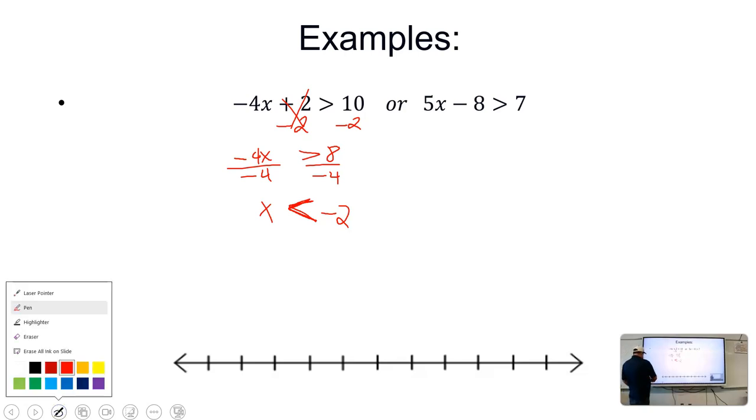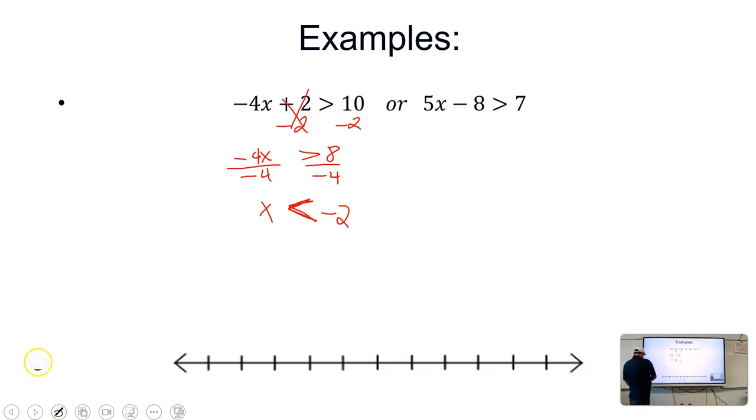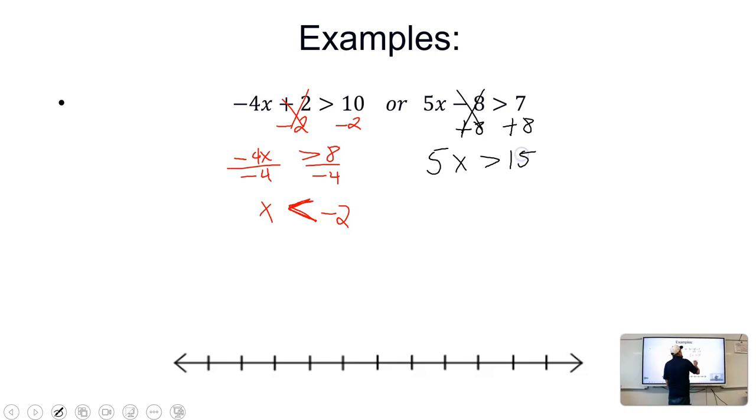Okay, so there's my first boundary point. And our second one, let's go ahead and add 8 to both sides. And we get 5x is greater than 15. We're going to divide both sides by 5. And did I divide that one by a negative? I did not, so the sign stays the same. And 15 divided by 5 is 3. Okay, so we have our boundary points.